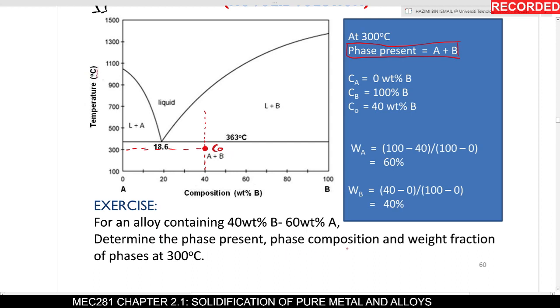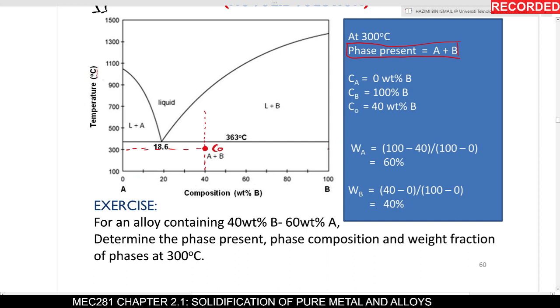And what is the phase composition? Okay, so right now we know it is completely solid, and the right side is the beta value and the left side is the alpha value, or in this case B and A. So at this point, beta B is 40%. Okay, right? And alpha here, 100 minus 40% is 60%.